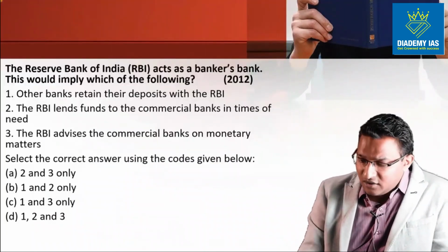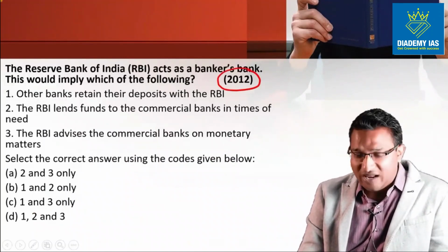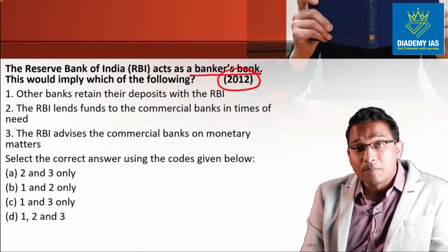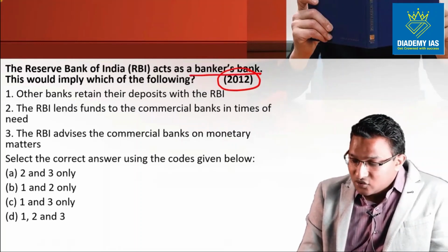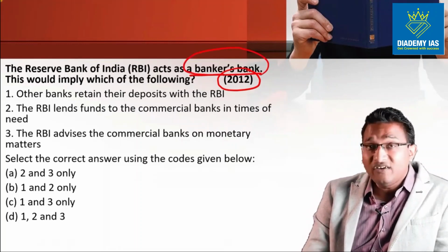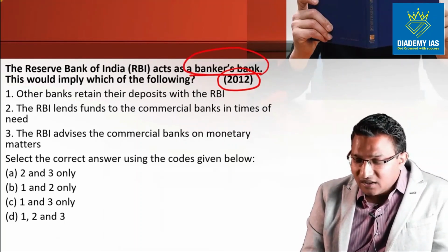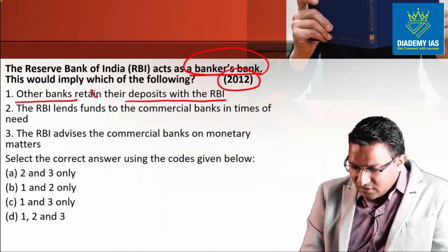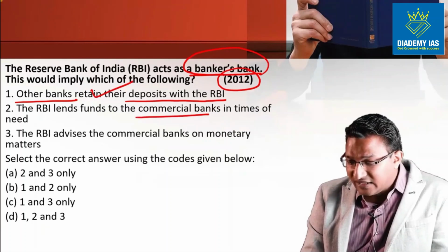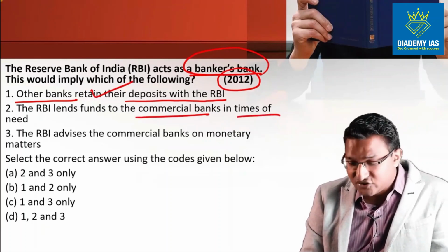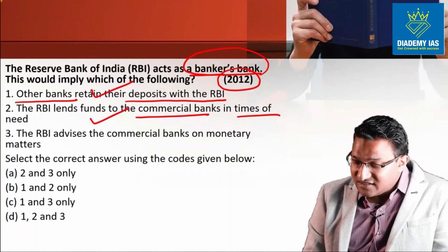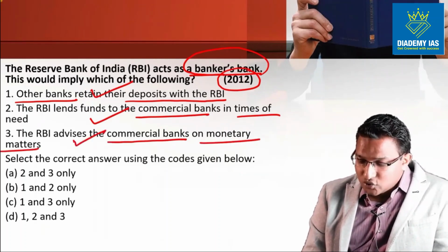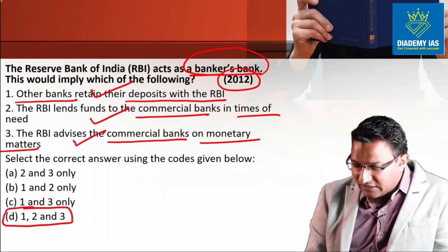You can see one UPSC question which appeared in 2012. The Reserve Bank of India acts as the banker's bank. It would imply which one of the following, right? As a banker's bank, what are the important functions of the RBI? Number one, other banks retain their deposits with the RBI. This is correct. Number two, RBI lends funds to the commercial banks in times of need. Yes, it is the lender of the last resort. Number three, RBI advises the commercial banks on monetary matters. Yes, that is very true. So the answer is option D.